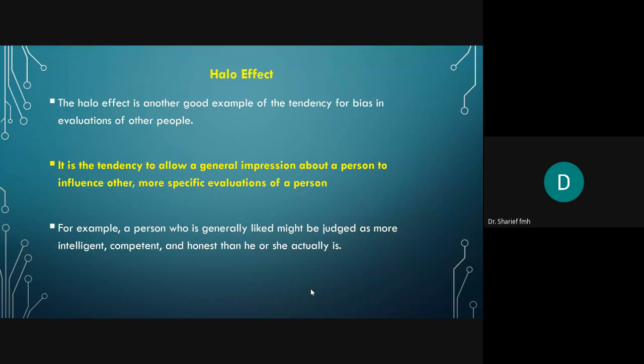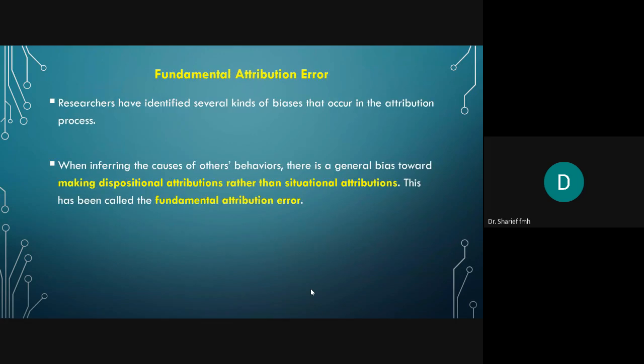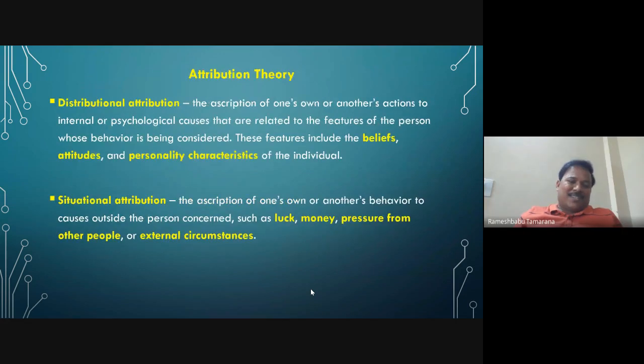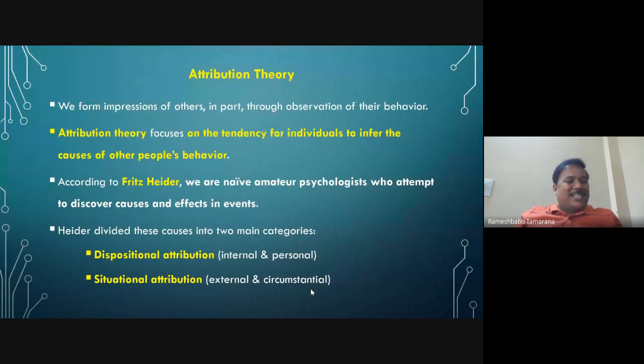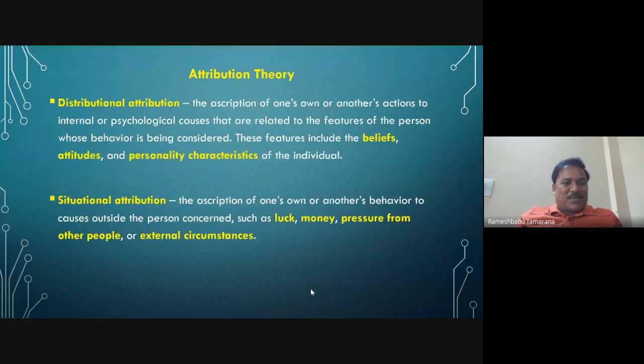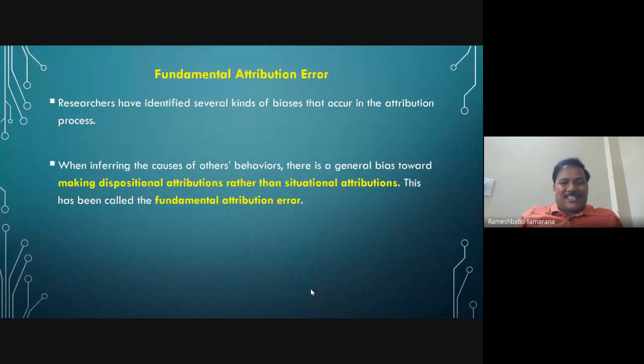There is a small error, sir, in the slide. In the first, you have said it is dispositional. In the second slide, it has come as distributional. I think that may be corrected. Thank you. It's dispositional, not distributional. Thank you, sir, for noting it down. It's an error.